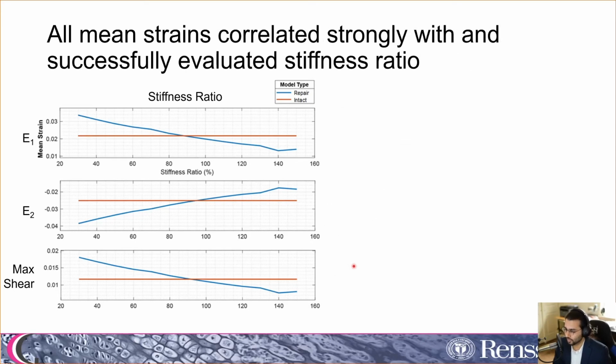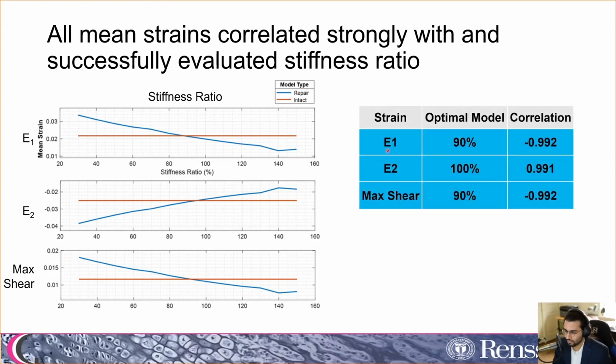But looking at stiffness ratio again, we evaluate it similar to what we did with the explant model. So here, instead of looking at a mean ratio of 1, we look at a mean strain where the repair model matches that of the intact model. So here, we find that the first principal strain matches the intact model at about 90%. We find that the second principal strain matches between 90 and 100%, closer to 100%. And for maximum shear strains, it matches at 90%. All very close to what we expect the physiological model to be, with extremely strong correlations. In fact, almost flawless correlation.